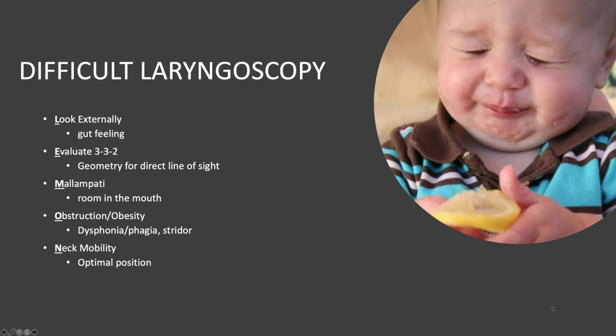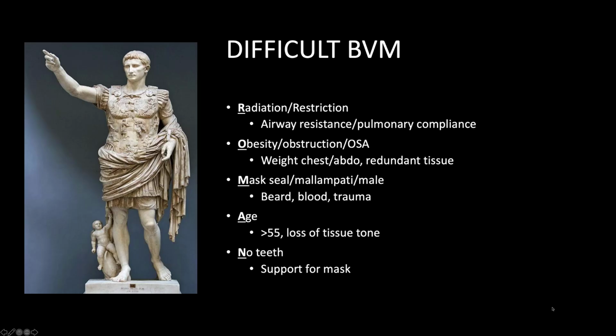Look for signs of obstruction or obesity. Does this patient have any dysphonia or dysphagia, which potentially could suggest neck pathology, which may make passing a tube more difficult? And is this patient's neck mobile, and will the patient be able to aid us in getting them in an appropriate intubating position to create that direct line of sight?